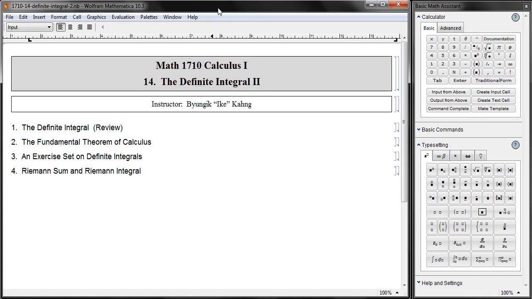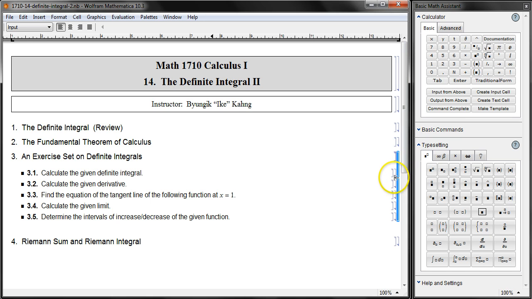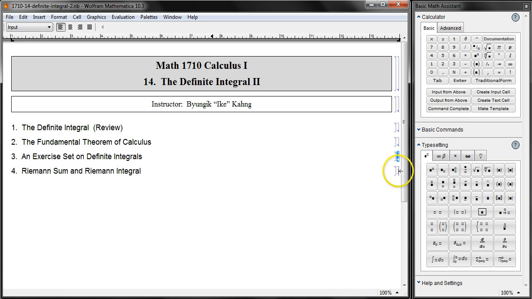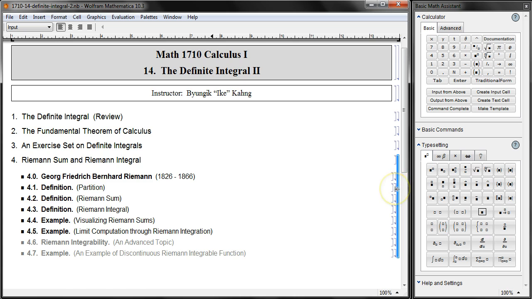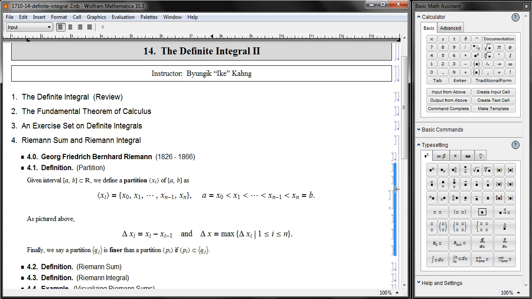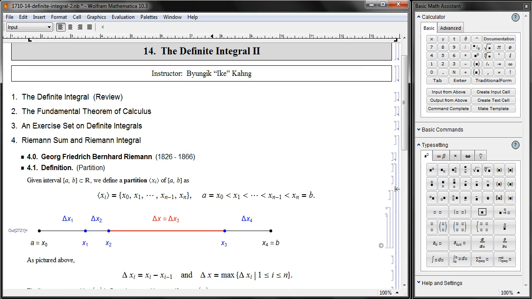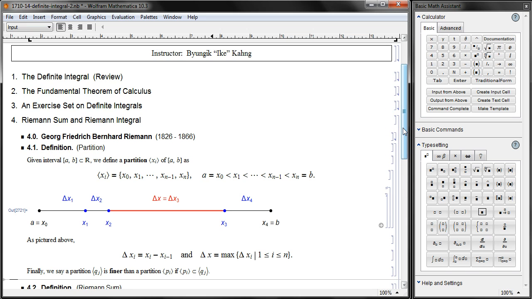Welcome back, students. Let's resume our discussion. In the previous video, we defined partition. Wrong section, excuse me. We defined partition and then we defined Riemann sum. Let's review this concept. Partition.